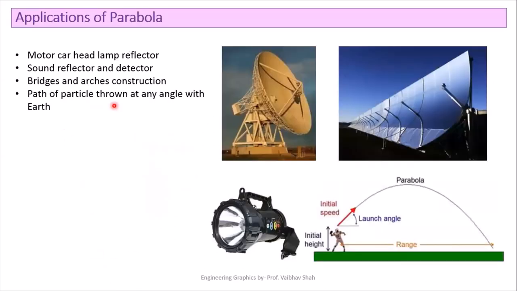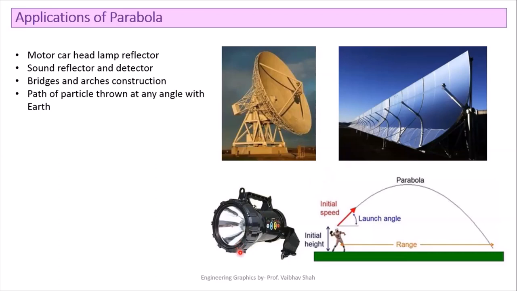So these are the applications of parabola: motor car headlamp reflector, sound reflector and detector, bridges and arch construction, path of a particle thrown at any angle with the earth. This is your antenna receiver station, or parabolic dish, which is relaying your communication network like your TV channels or your space signals. This is your parabolic trough collector or reflector, which reflects the light of the sun to have this energy stored into different forms.